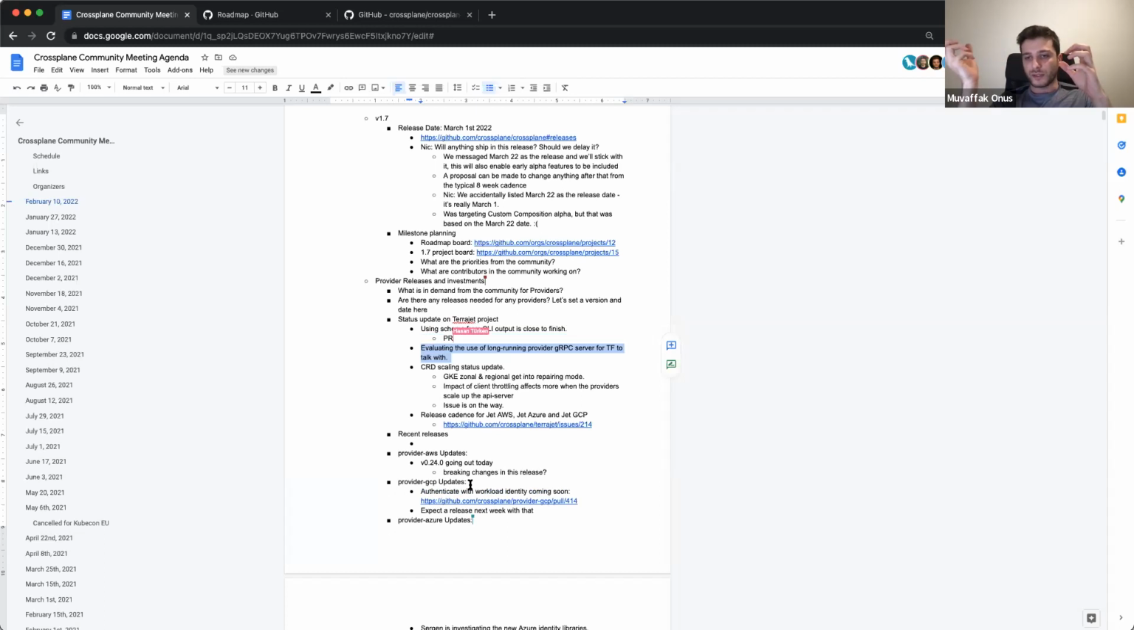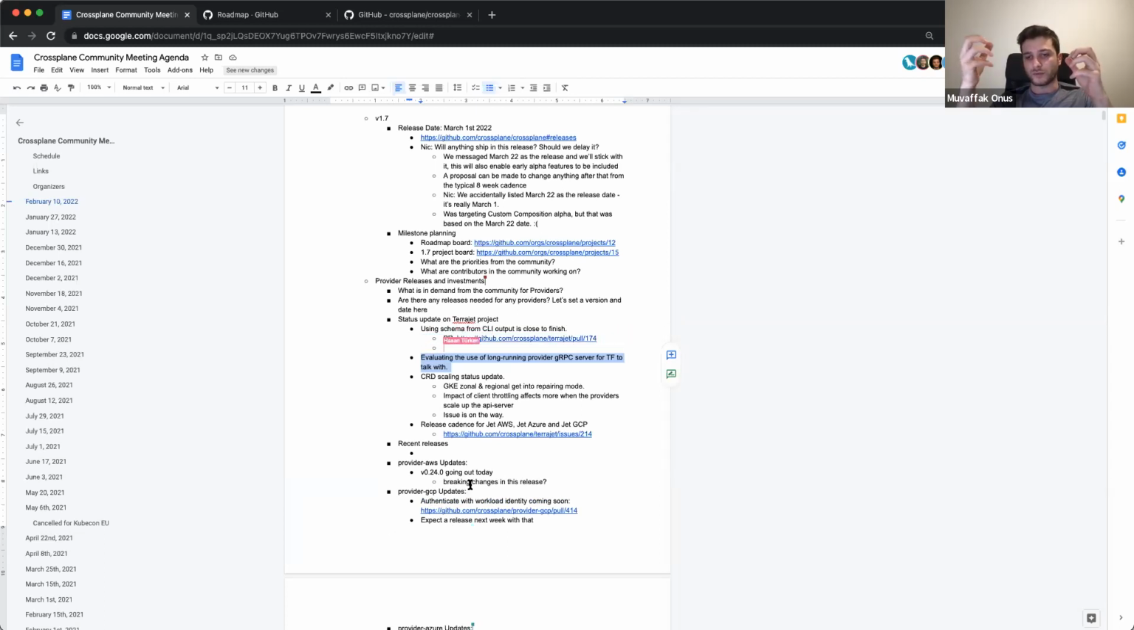What we're evaluating right now is a mode of Terraform where we can keep a provider gRPC server up all the time, and Terraform CLI executions would just talk with that single provider server. So we wouldn't pay the cost of bringing it up and down, and also the memory usage of multiple gRPC servers for Terraform providers working at the same time. That also has an issue that I will link in a second.